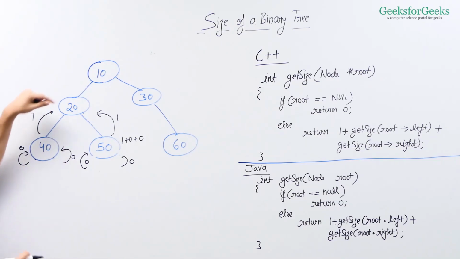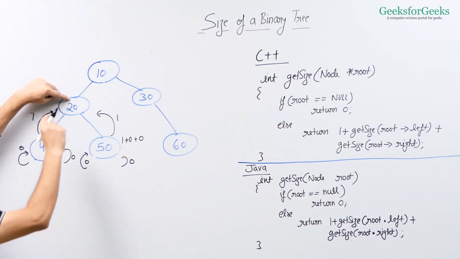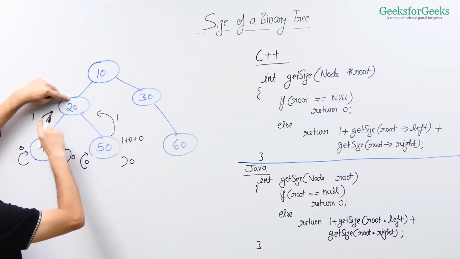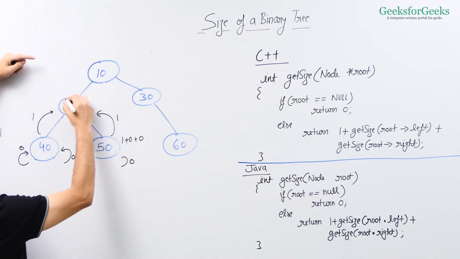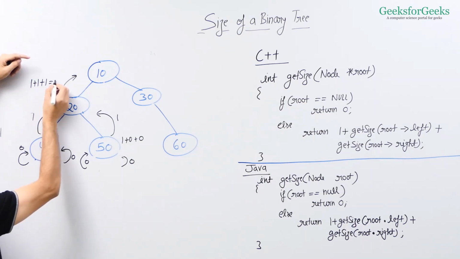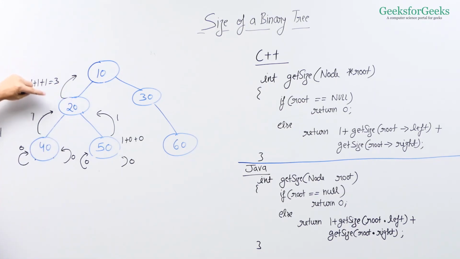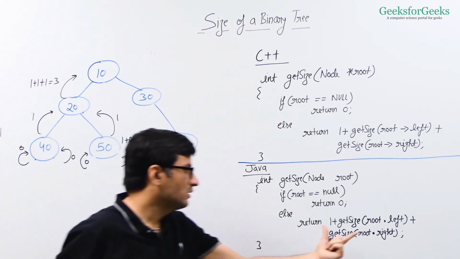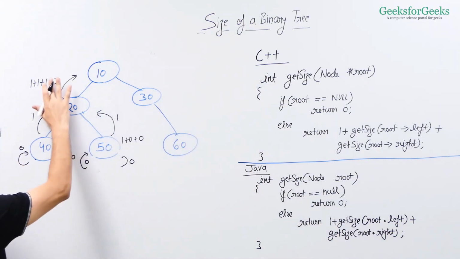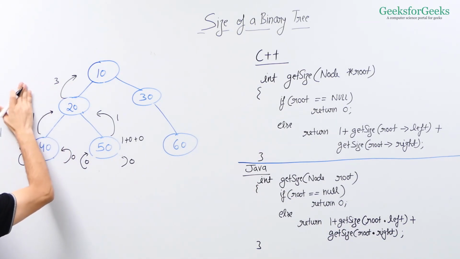Now the control comes to the parent, and parent gets this value 1, gets this value 1, and it adds 1 to the returned values. So it's going to return 1 plus 1 plus 1 equal to 3 to its parent, right? Get left plus get right plus add 1 to it. So it's going to return 3, right?